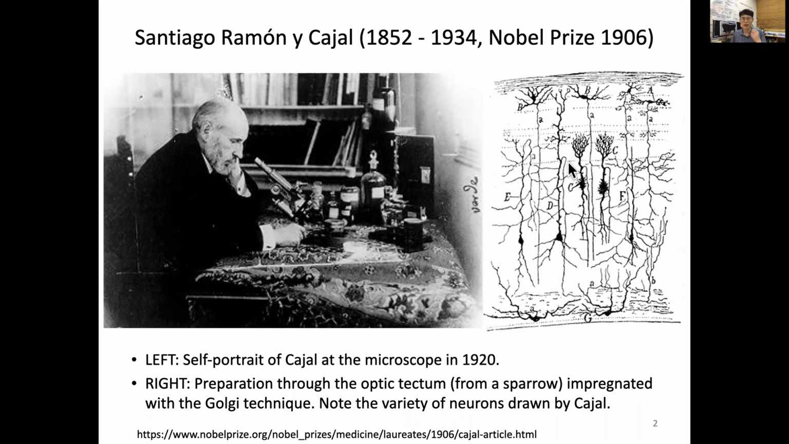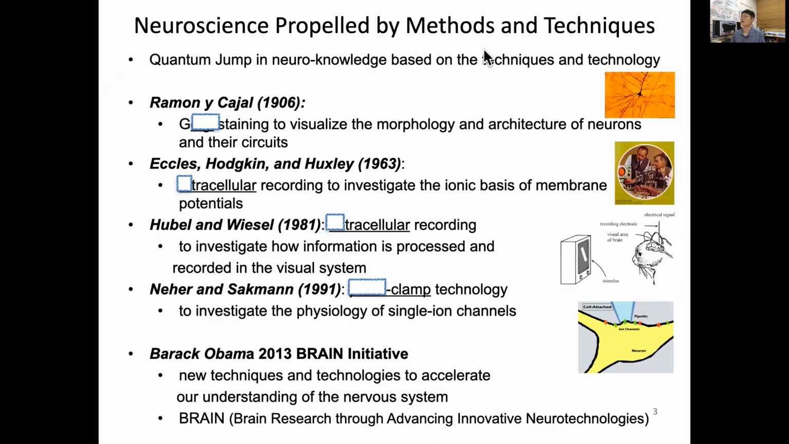His way was to look into this Golgi-stained brain or nervous system, and then he draws it. This observation and drawing remain to give a very important insight for the so-called neuron doctrine. So neuroscience is driven by methods and new techniques. A quantum jump in neural knowledge is based on techniques and technology. And here's an example.